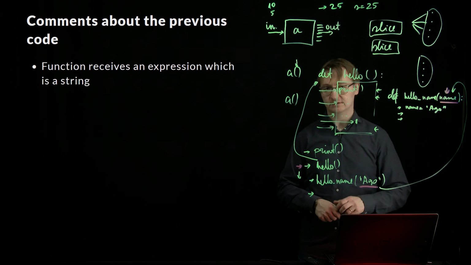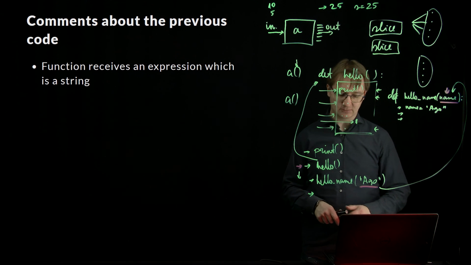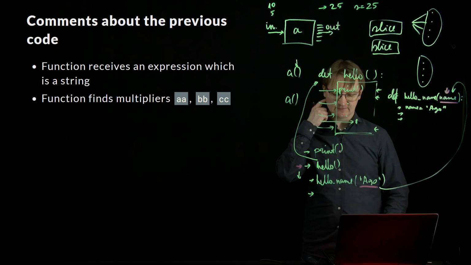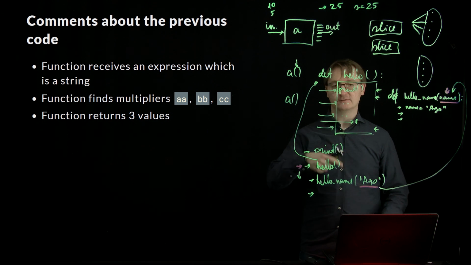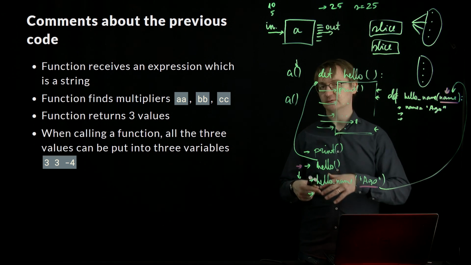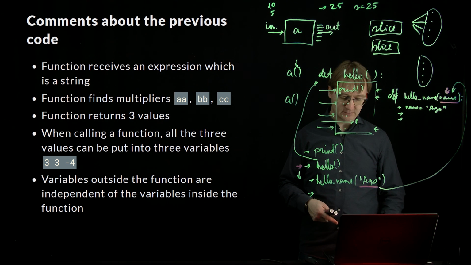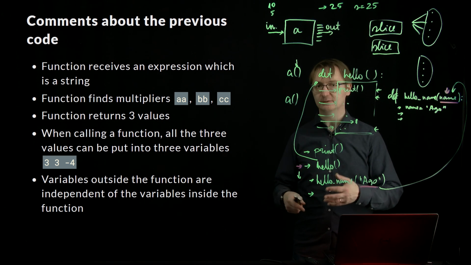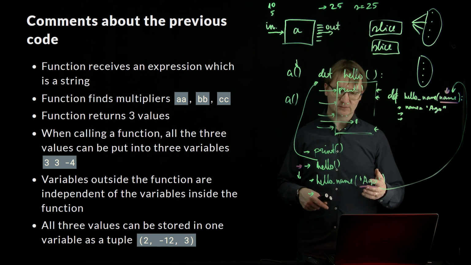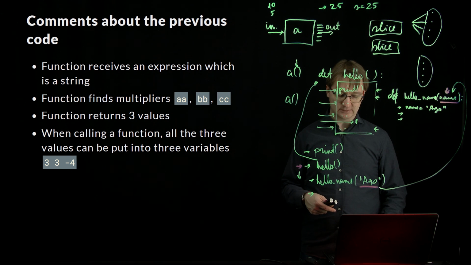So here are the same comments about the previous code. We take an expression, which is a string, then we find the multipliers. The function returns three values, and those three values can be put into three different variables, or we can put them into one variable, which is basically a tuple.